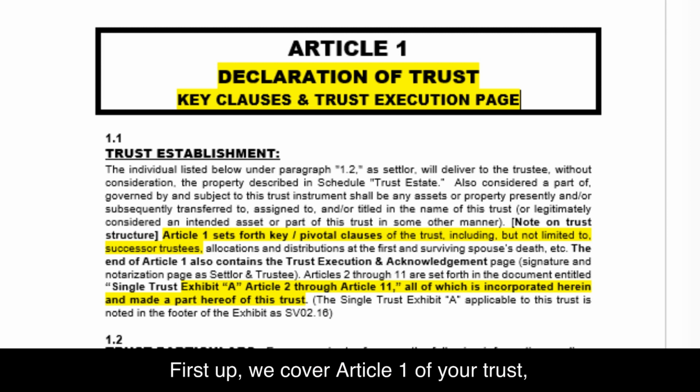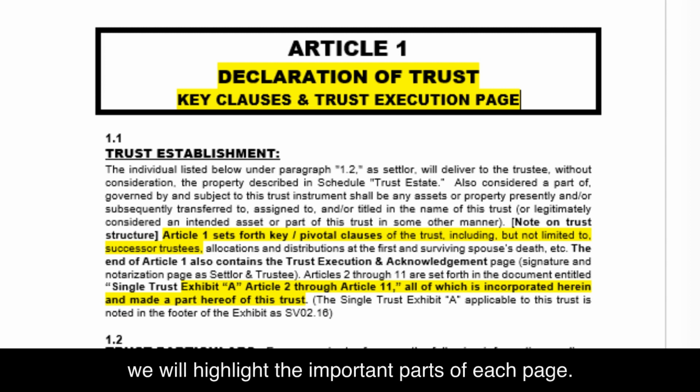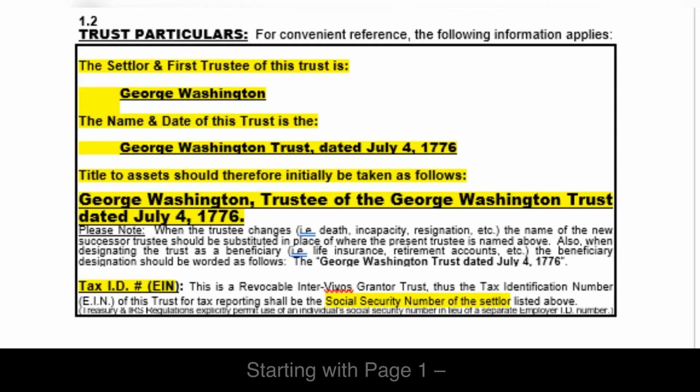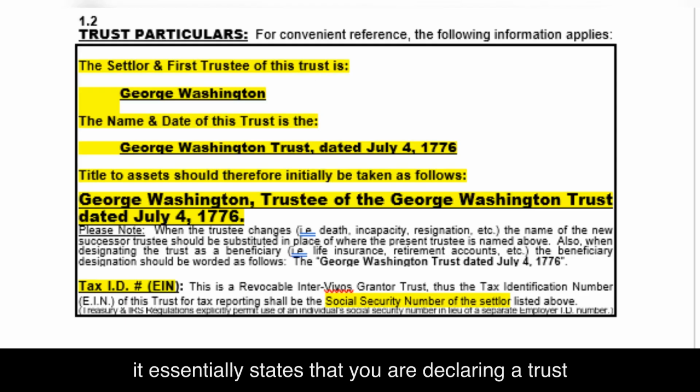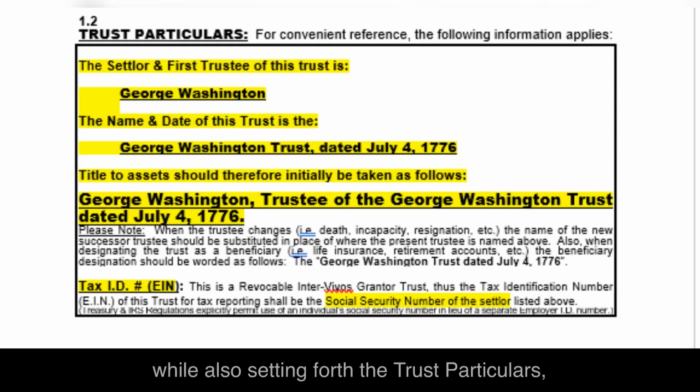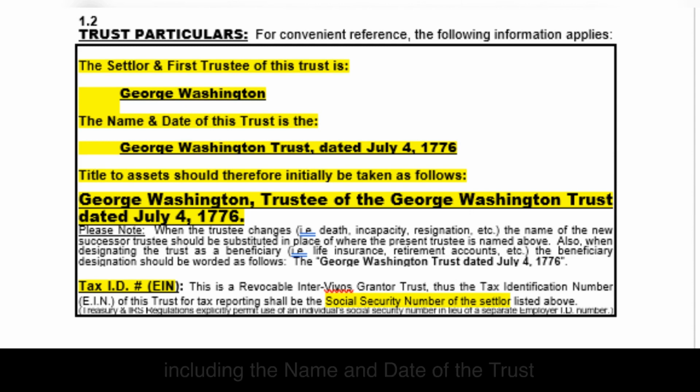First up, we cover Article 1 of your trust, perhaps the most important of all because it contains the key clauses of the trust. Here, we will highlight the important parts of each page. Starting with page 1, it essentially states that you are declaring a trust while also setting forth the trust particulars, including the name and date of the trust and how title to assets should be held.